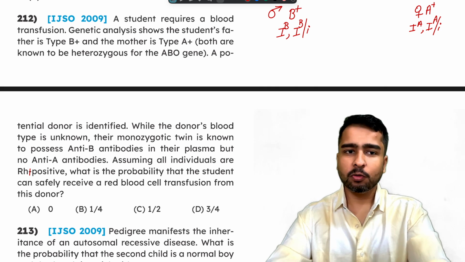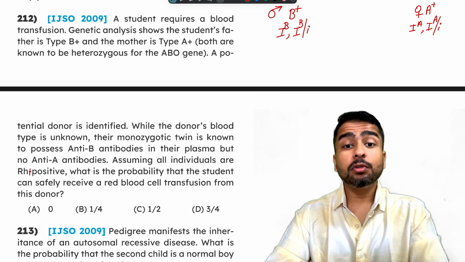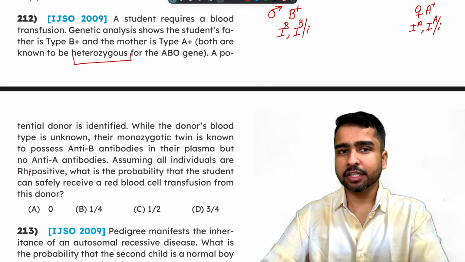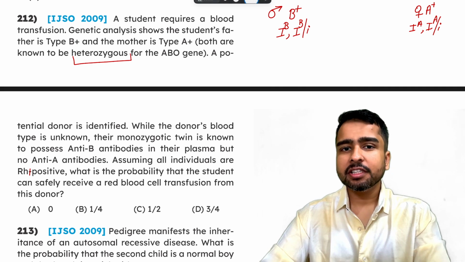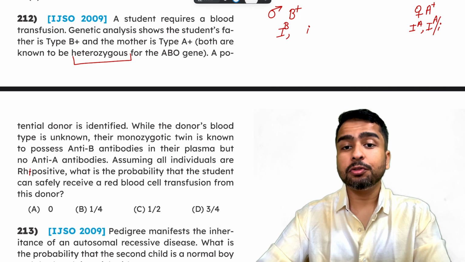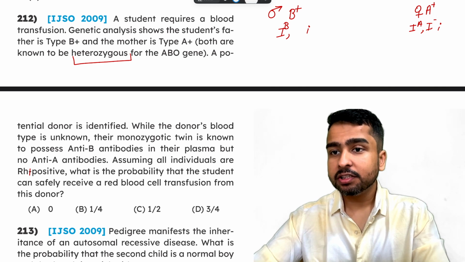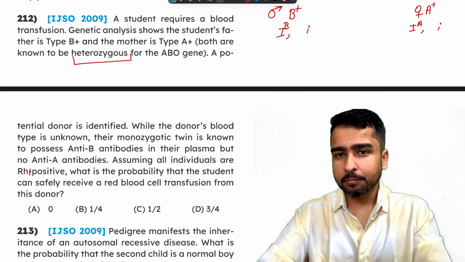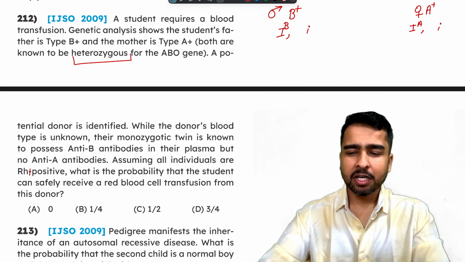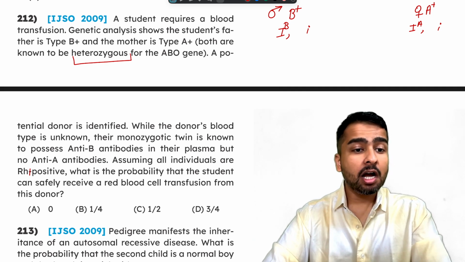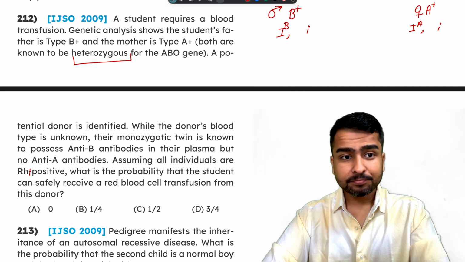Okay, now let's go ahead. Both are known to be heterozygous. The moment they say both are known to be heterozygous, you understand that it is not going to be IB, and it is not going to be IA. That means the two individuals are IA small i and IB small i. We pivot as per the question. Simple as that. A potential donor is identified.